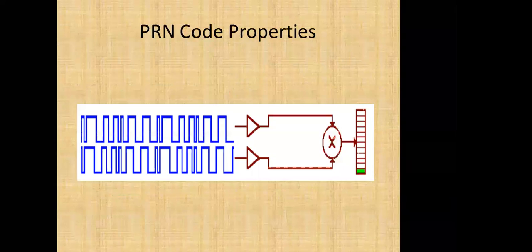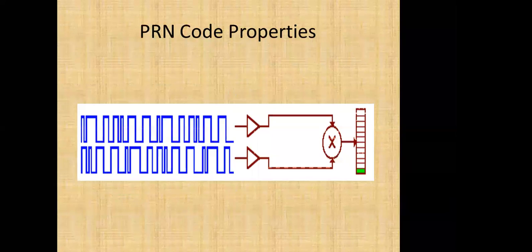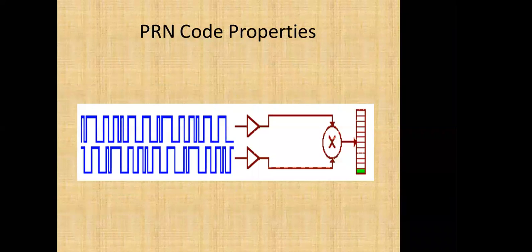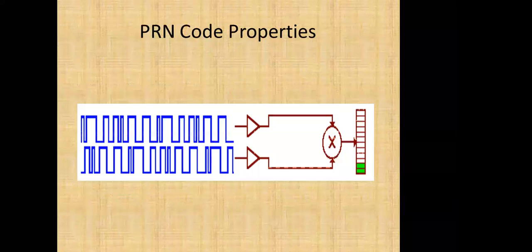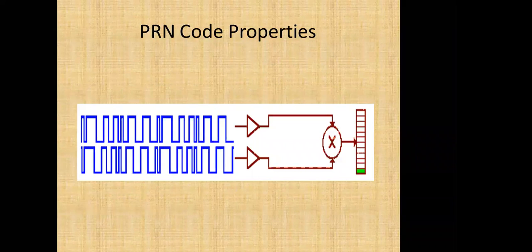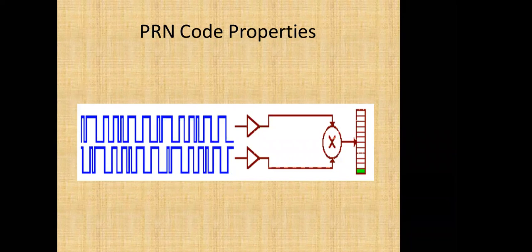Actually this C/A code is a Gold code. So they have different properties. They have very good autocorrelation and good cross correlation also. This means when this code is multiplied with another code, ideally it will give us a zero, and whenever it is multiplied with itself, it will give us a peak.